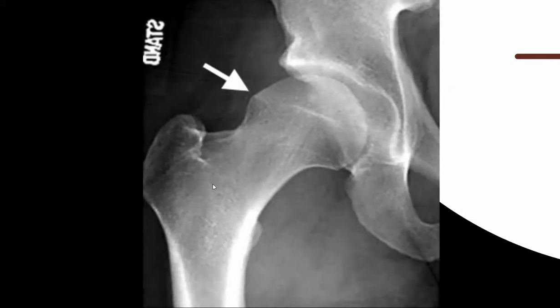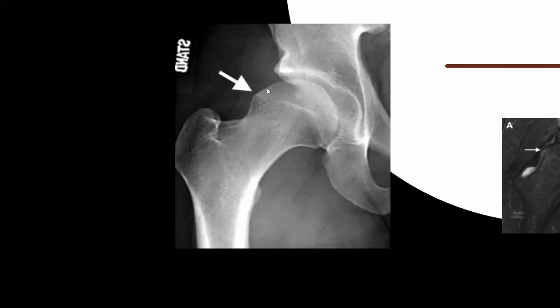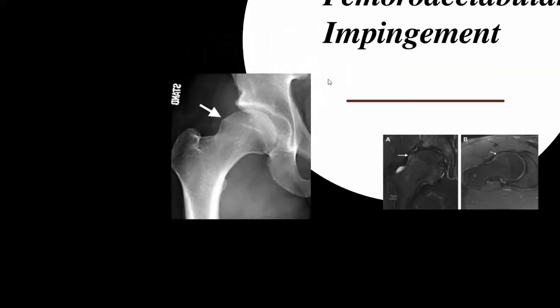Here we have an X-ray showing typical cam type deformity. You have this osseous bump at the lateral aspect of the femoral neck, and every time this patient flexes, this bump will hit this cartilage and the bone.